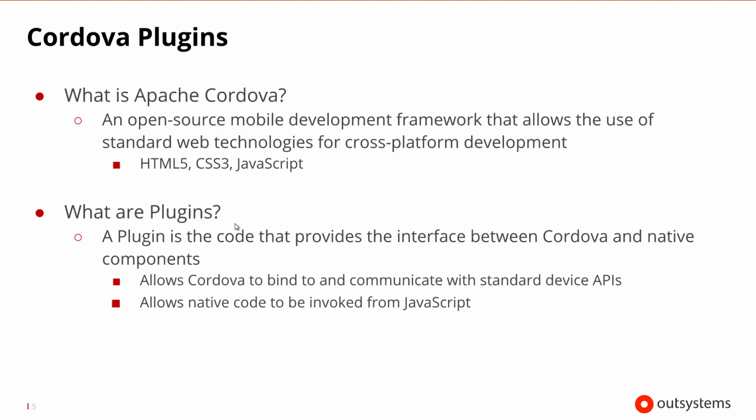Now, what are the plugins? The plugins are code that provides an interface between Cordova and the native components. And those native components would be things like sensors and other things. So this lets Cordova bind and communicate to the standard device APIs to get access to those native capabilities. There is native code that's running to do that work, but it's allowed to be invoked from JavaScript. So we only have to know our normal web development technologies. We don't have to know all of the other stuff.